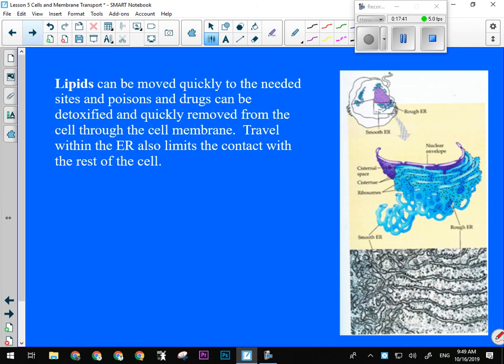All right, now lipids, they need to be moved quickly to the cell membrane, so the smooth ER is also in contact with many parts of the cell membrane. So it's basically attached to it in most places. We also want to limit how much any of those detoxified poisons are touching any other parts of the cell. So there's another reason why the smooth ER is attached to the cell membrane. It means that any detoxified poisons can be excreted right away without having to go to the Golgi apparatus, without having to go anywhere else and possibly damage other parts of the cell.